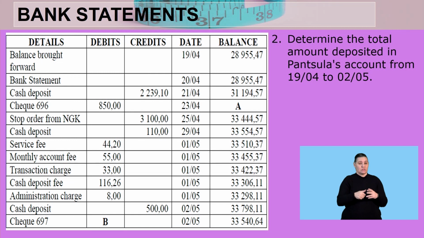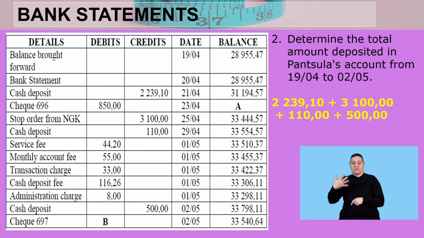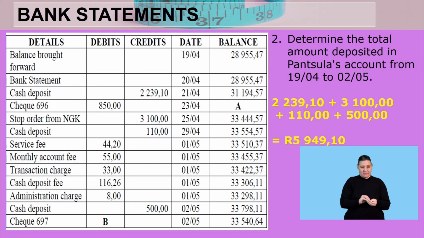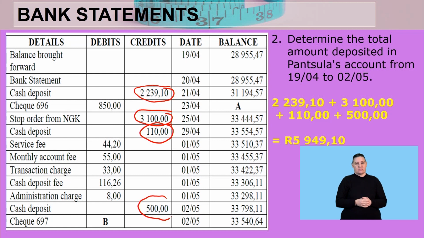The second question. Determine the total amount deposited into Pansula's account from the 19th of the 4th to the 2nd of the 5th. So, if we look at this, we're adding all these amounts from the 19th of the 4th where you have deposits. Here we go, the credits column, there's one, and there's the last one. That happened on the last day within our range. And we get 5,949 rand, 10 cents. Let's move along.